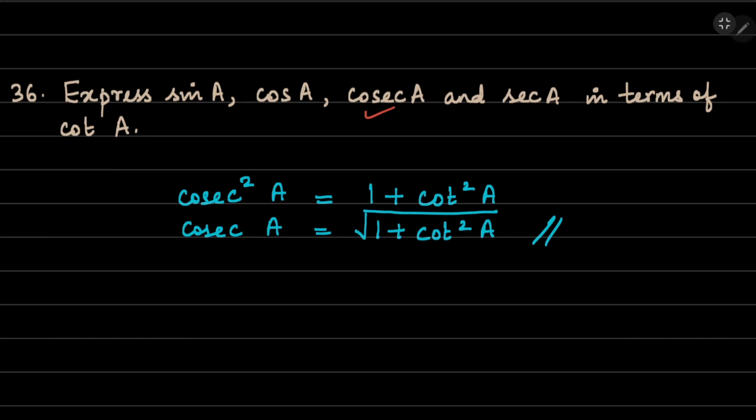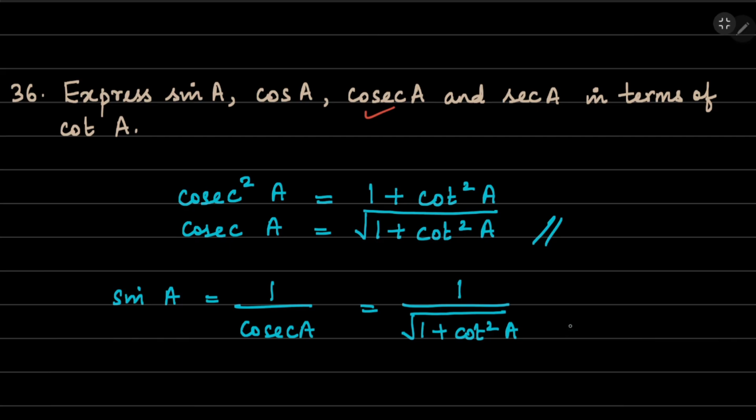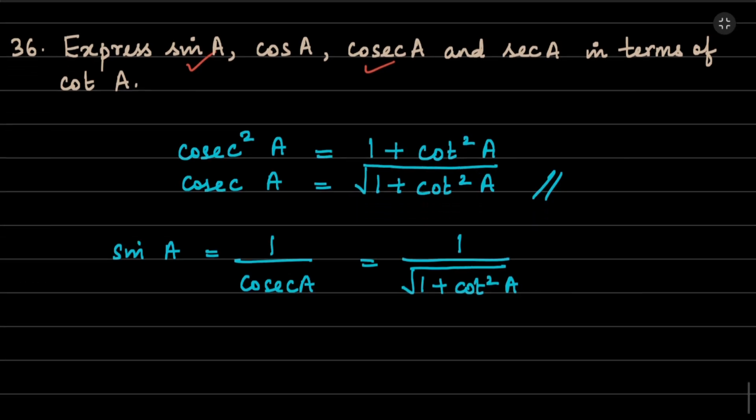Okay, the next one. So now we know what is sine A, right? What is sine A? Sine is nothing but 1 over cosecant A. So 1 over root of cosecant is nothing but root of 1 plus cot square A. So you have also expressed sine in terms of cot. Right? Now, next one. Secant.